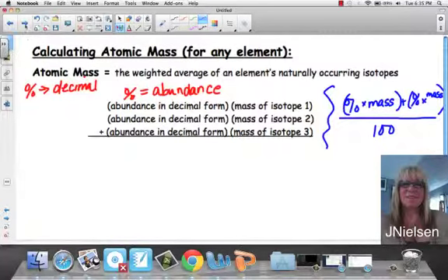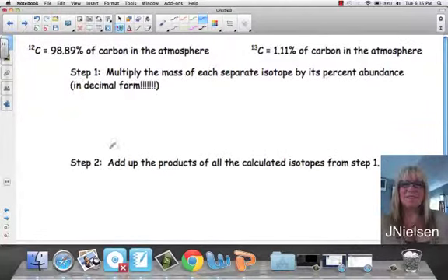So let's try a couple of these. We're going to use carbon 12 and carbon 13. So if I were to move the decimal place 2 places to the left, I'm going to get 0.9889 on this one and 0.0111. So this is why it's dangerous to do that, because if you forget the 0 as a placeholder, you're going to mess it up. So I'm going to draw this in half, okay?